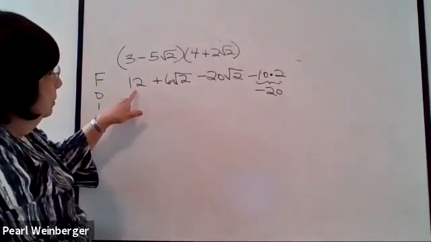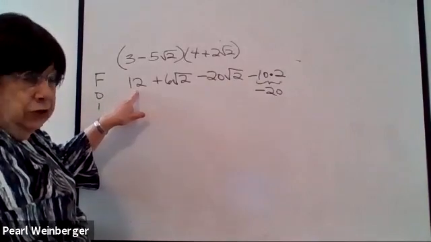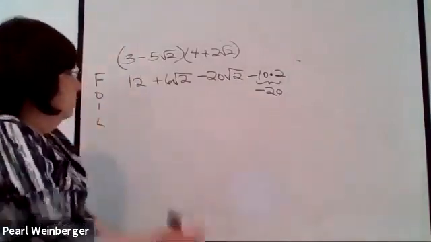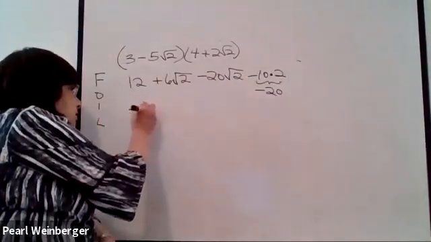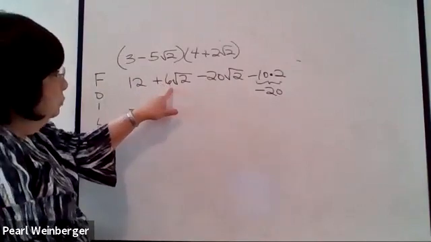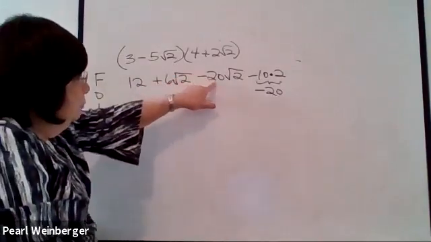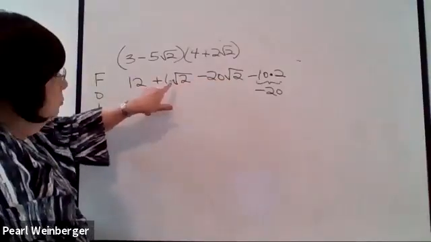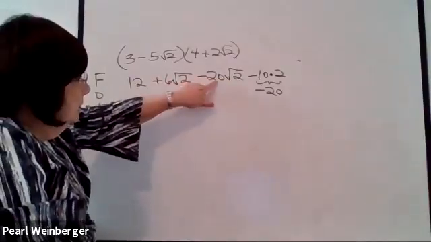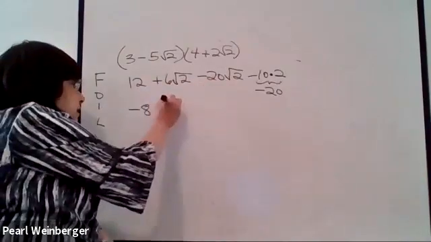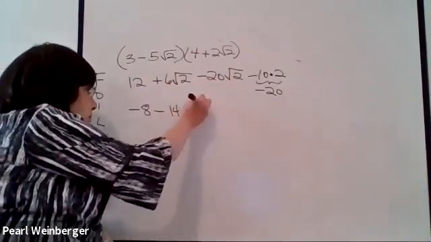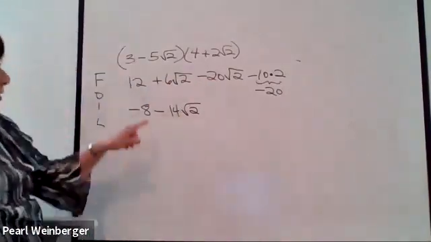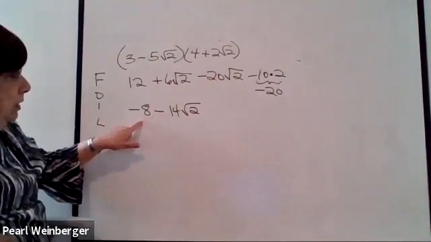So first I look for numbers that don't have any radicals attached to them. There's a 12 here and a negative 20 here, which will give me negative 8. And then there's a 6 radical 2 and a negative 20 radical 2. Those are like radicals because they're both attached to radical 2. So I combine the 6 and the negative 20. That gives me negative 14 radical 2. And these can't be combined any further.